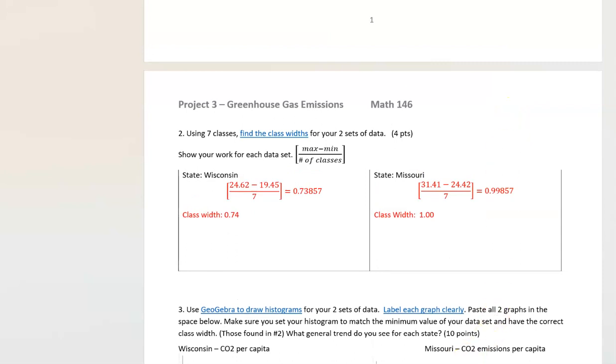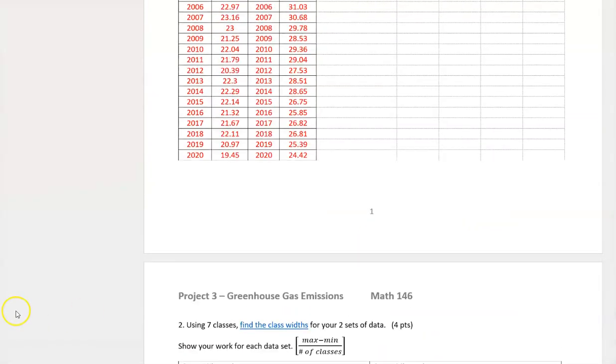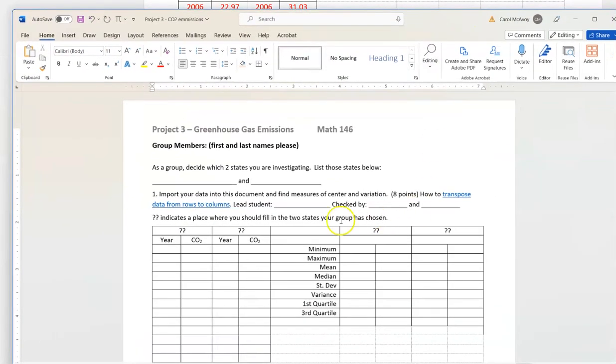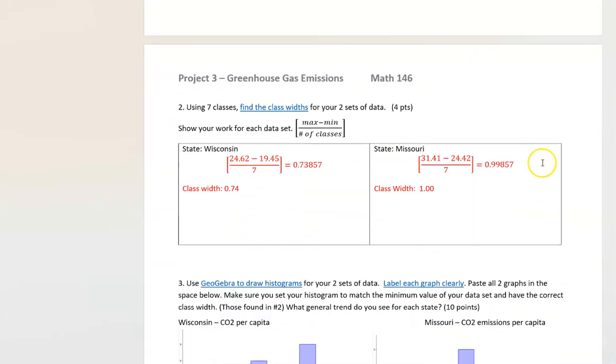This is like one person does it, two people check it. Let me show you what that looks like when I'm looking at the student version. It has lead student and then checked by. So whoever did this problem took the lead on it, and then who were the two people that checked it after that was done. All right, so that's what you want to do for each of the problems.